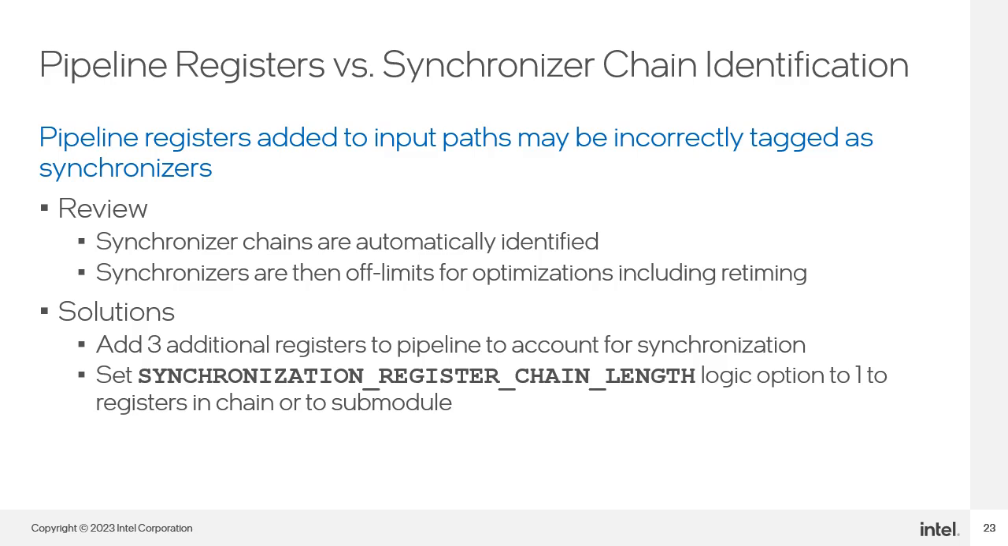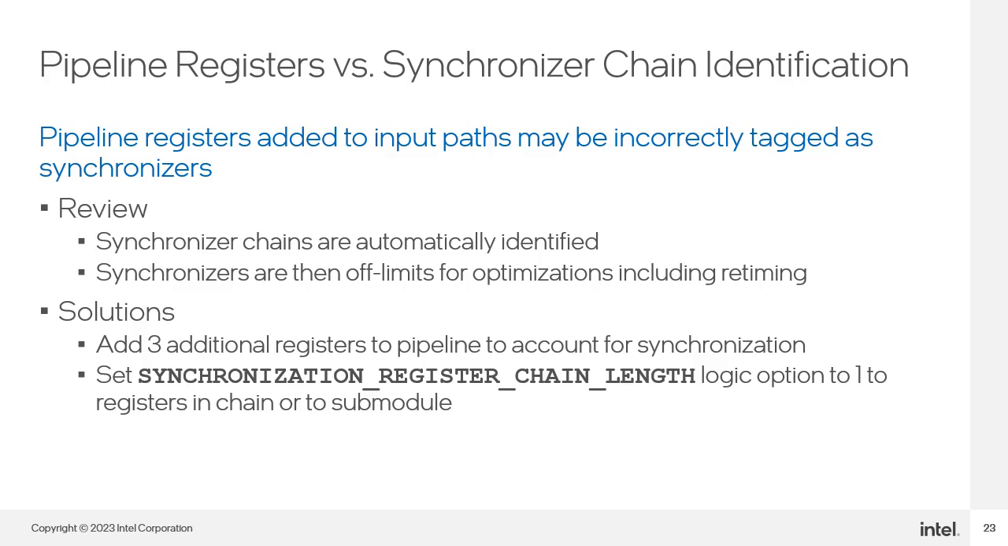This is desired in most cases, but say you are compiling a submodule by itself. The compiler would incorrectly identify pipeline registers you add to an input path as a synchronizer chain, when in reality they will be internal registers when the submodule is instantiated in the larger design. Thus, the timing results you get on the submodule alone would not reflect the results when added to the larger design. To fix, you can do one of 2 things.